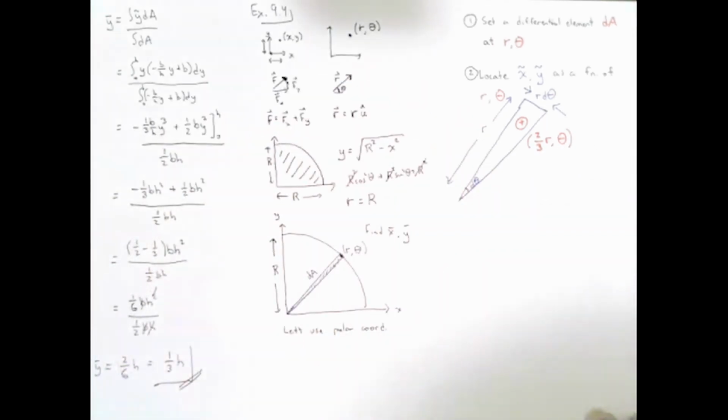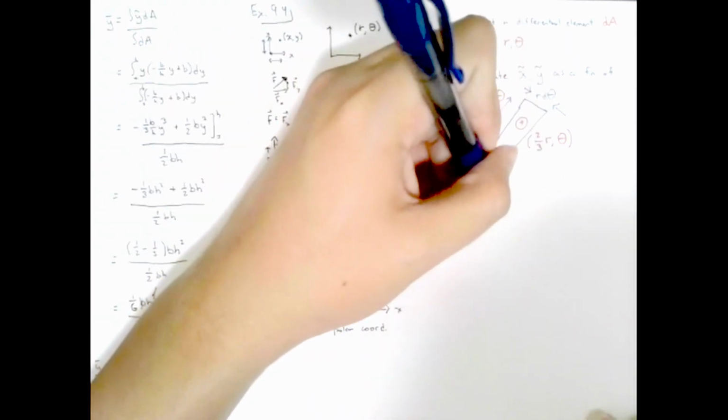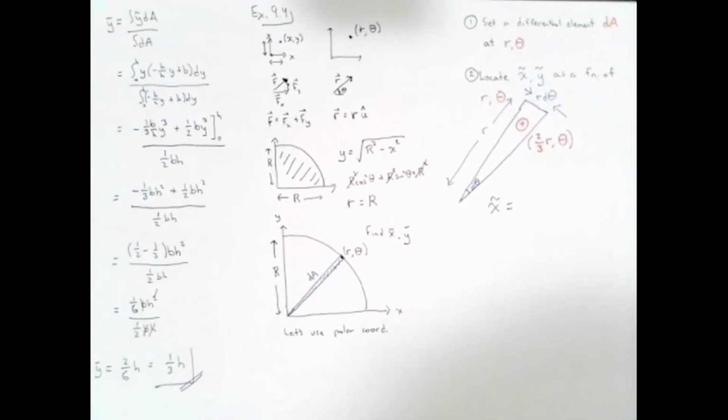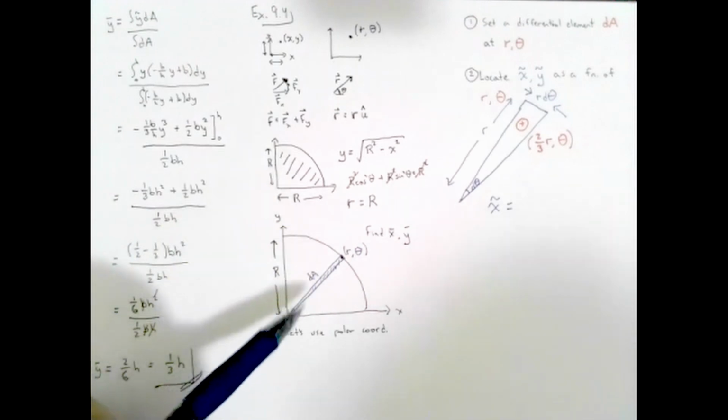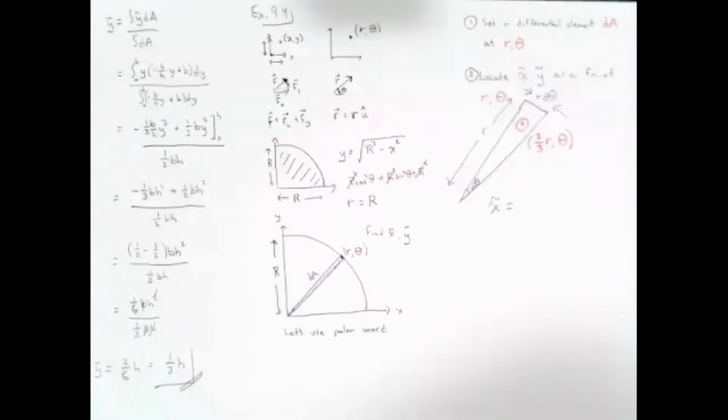However, our x squiggly and y squiggly are still Cartesian coordinates. So we still need to find a way to relate these Cartesian coordinates, x squiggly and y squiggly, to our polar coordinates r and theta. However, this is actually easier than you think, right? If we're looking at a vector with a magnitude r and an angle theta, what do you think is the x component of that vector?